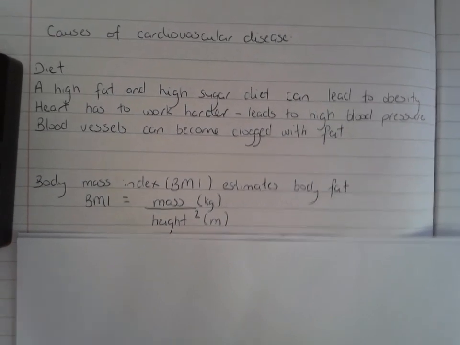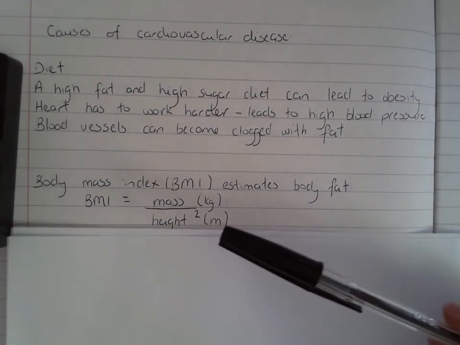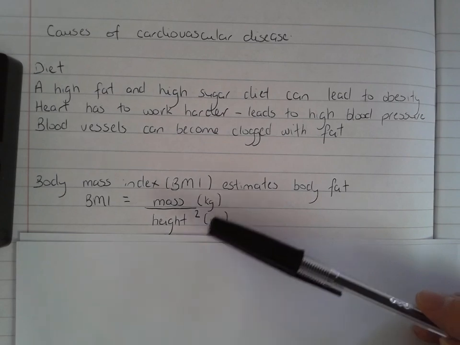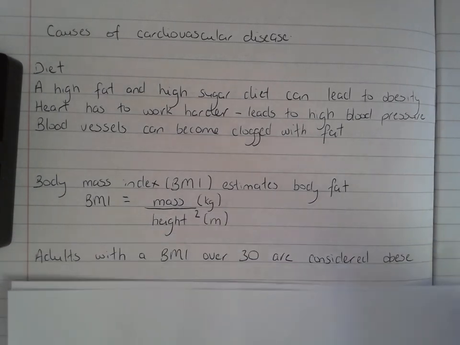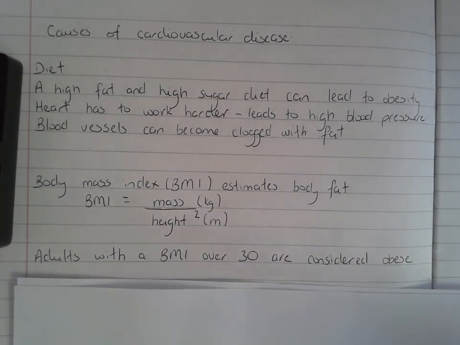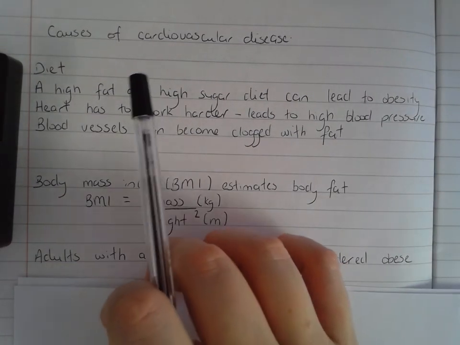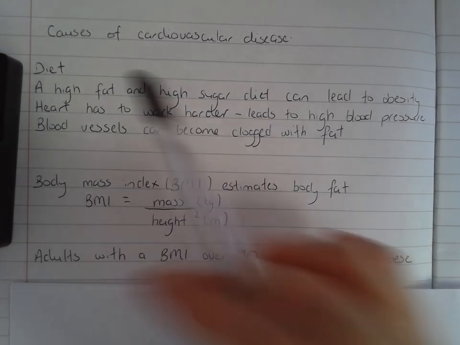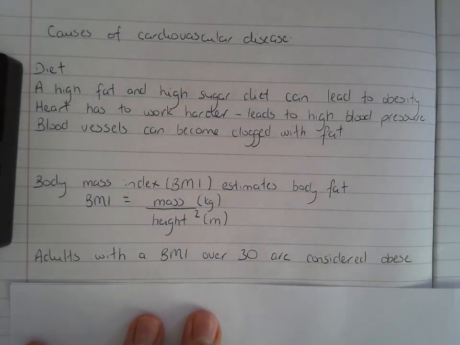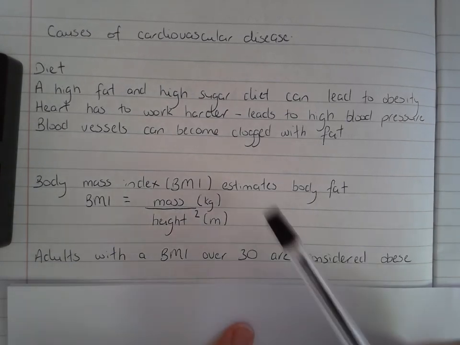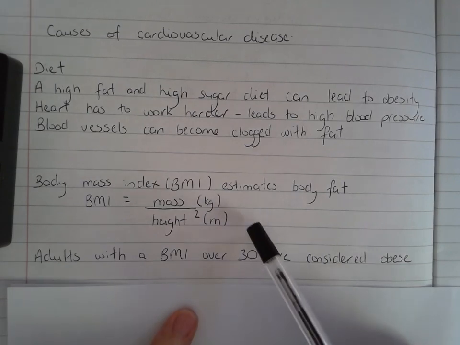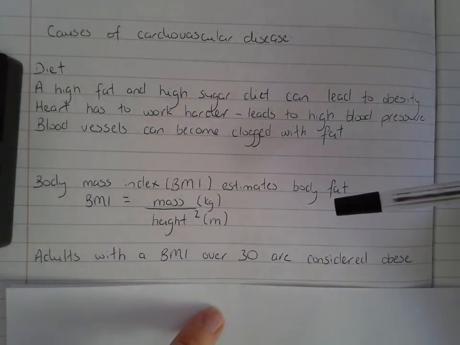It's a simple calculation. You take your mass, or how heavy you are in kilograms, and you divide it by your height, which is in meters squared. That will give you a value. If your value as an adult is over 30, then you are considered obese. And if the value is over 25, then you are considered overweight. The reason they use this BMI calculation is because people are different heights. You can't just say that one weight is healthy, because depending on how tall you are, a different weight will be healthy for different people. They use this body mass index in order to estimate just your body fat.